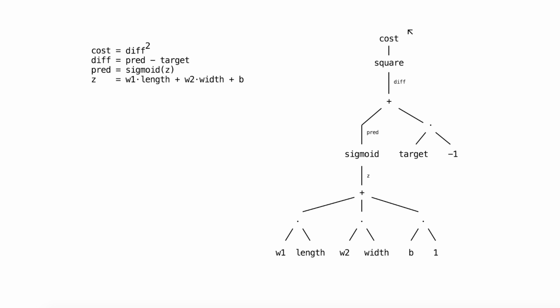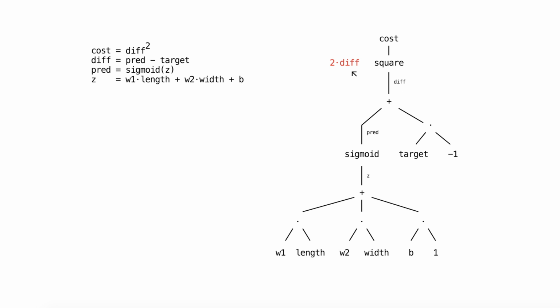So first, we could ask ourselves, well, how is the cost going to change when the difference changes, when this prediction minus target changes? And we can see, well, the cost is equal to the difference squared. And knowing the power rule, to take the derivative of something squared, we bring the exponent out in front and decrement it, and we get 2 times whatever was in the square. So I'm going to write over here 2 times diff. So that's how the cost changes when the difference changes.